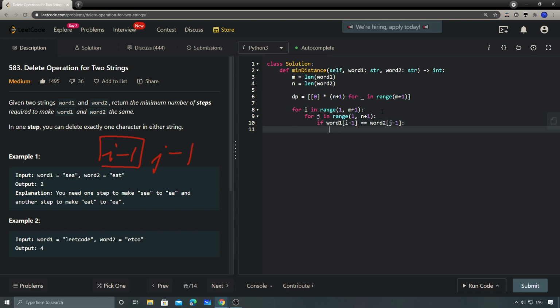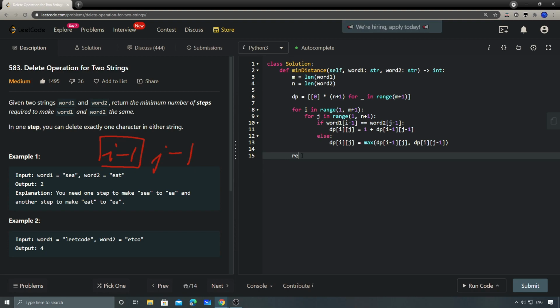Okay, if they are the same, then dp[i][j] will equal 1 plus dp[i minus 1][j minus 1]. Else, dp[i][j] equals the max of dp[i minus 1][j] and dp[i][j minus 1]. So after this nested for loop, dp[m][n], or dp[-1][-1], will store the longest common subsequence for those two words.